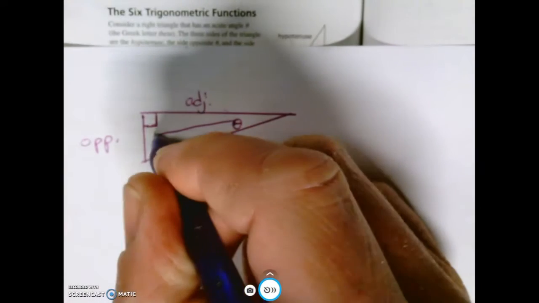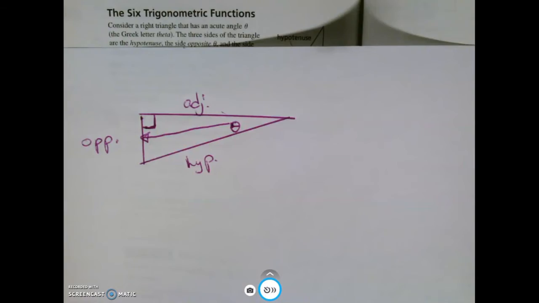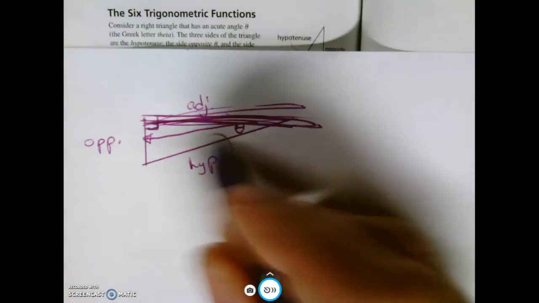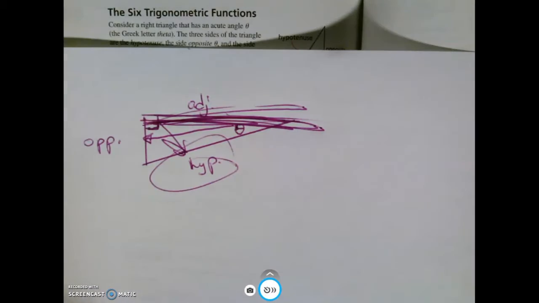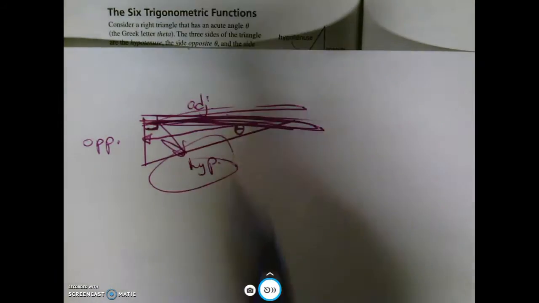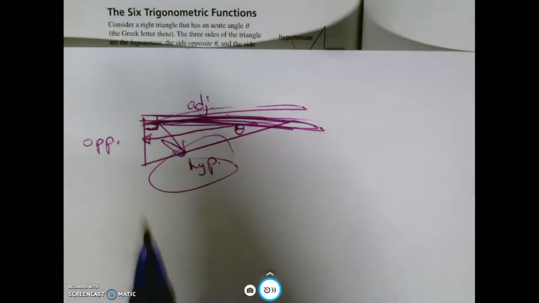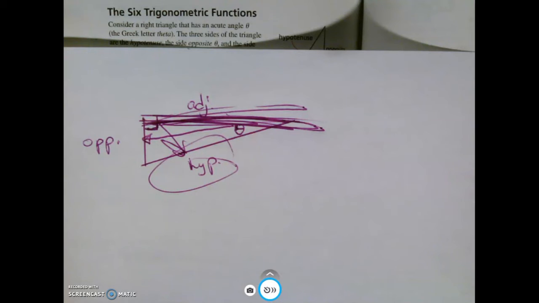Well, from the angle, across from it is the opposite. Touching the angle, right next to it, that's the adjacent. And hypotenuse, that's always the longest side. Okay, so now I've made it ugly, but make sure you label them properly. Across from it is the opposite, next to it is the adjacent, and the longest side in a right triangle is always the hypotenuse. So how does that help us?